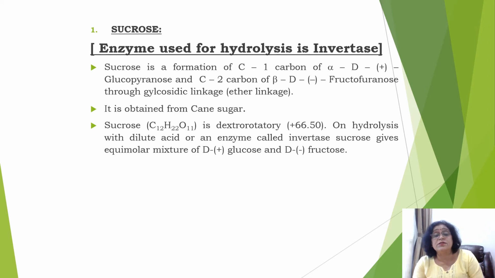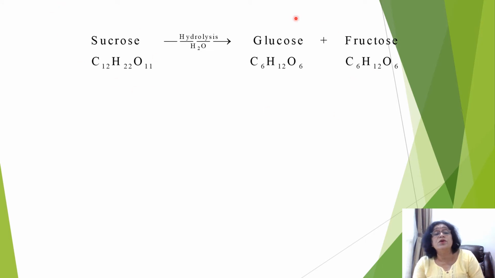On hydrolysis of sucrose, glucose and fructose are formed. What is dextrorotation? We have studied that while finding the optical rotation, sucrose rotates plane polarized light towards the right, in the clockwise direction, by an angle of 66.5. So this is dextrorotatory. When you do the hydrolysis of sucrose, glucose and fructose are obtained.